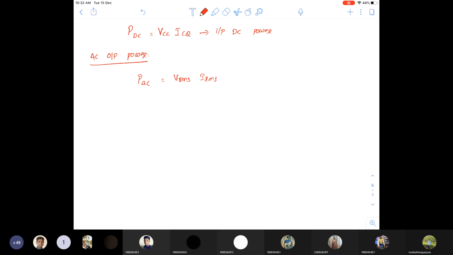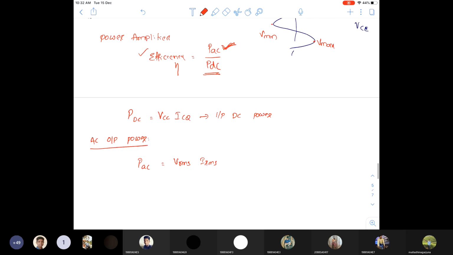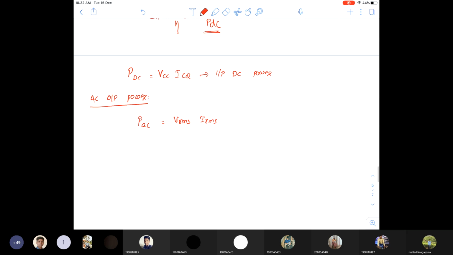VRMS into IRMS. So this I can convert into like this. VRMS is nothing but VM by root 2. IRMS is nothing but IM by root 2. Am I right, everyone?